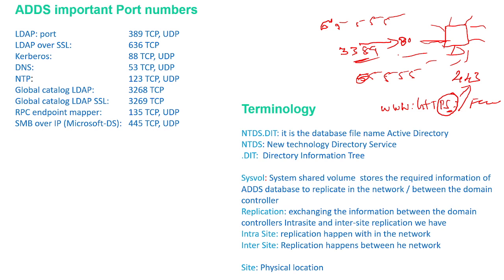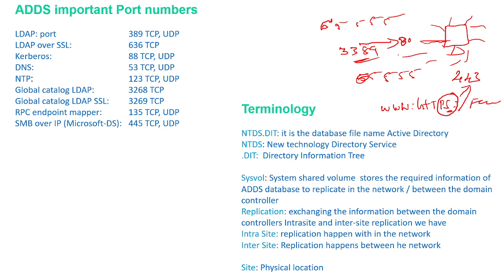The very first one is ntds.dat. What is this ntds.dat? It is the Active Directory database file, correct? NTDS means New Technology Directory Service. .dat means it is the file extension, the directory information tree. It is the file extension of the Active Directory database. And then we have sysvol.